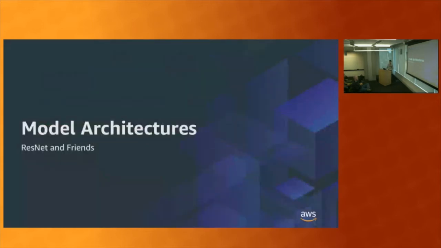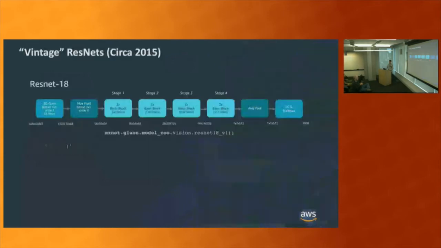So let's have a look at a few of these models, and let's build up from what I like to call the vintage ResNet, all the way back in 2015. And this is a ResNet 18. This is what the architecture looks like from the highest level.